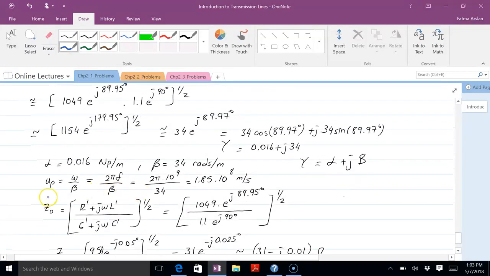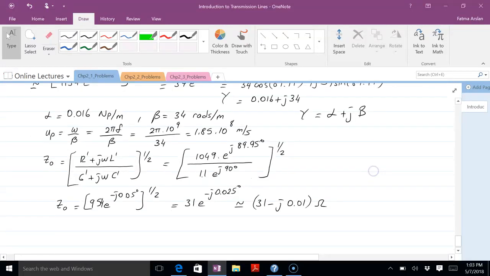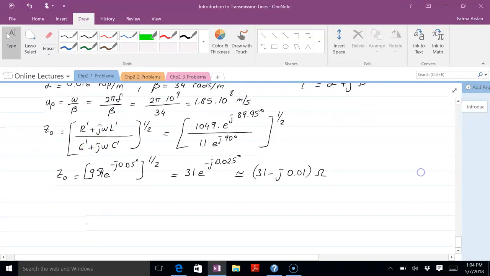I can calculate the propagation speed, and that's almost half of the speed of light. Again, plugging into the formulas, I can calculate the characteristic impedance. So you can see the characteristic impedance is only affected by these distributed elements and also the frequency. So this is the characteristic impedance, and it's very natural for the characteristic impedance of a transmission line to be a complex number.